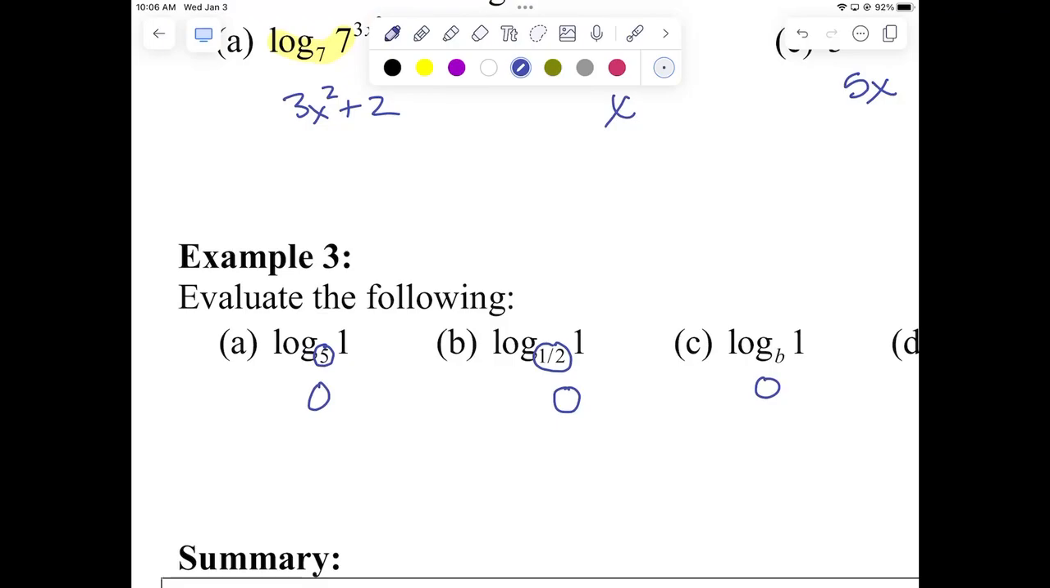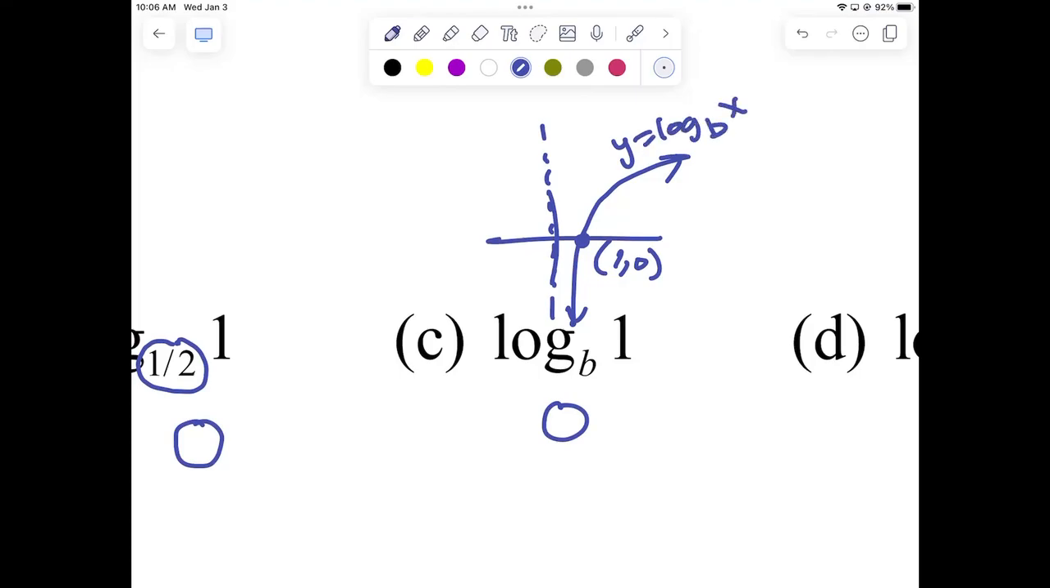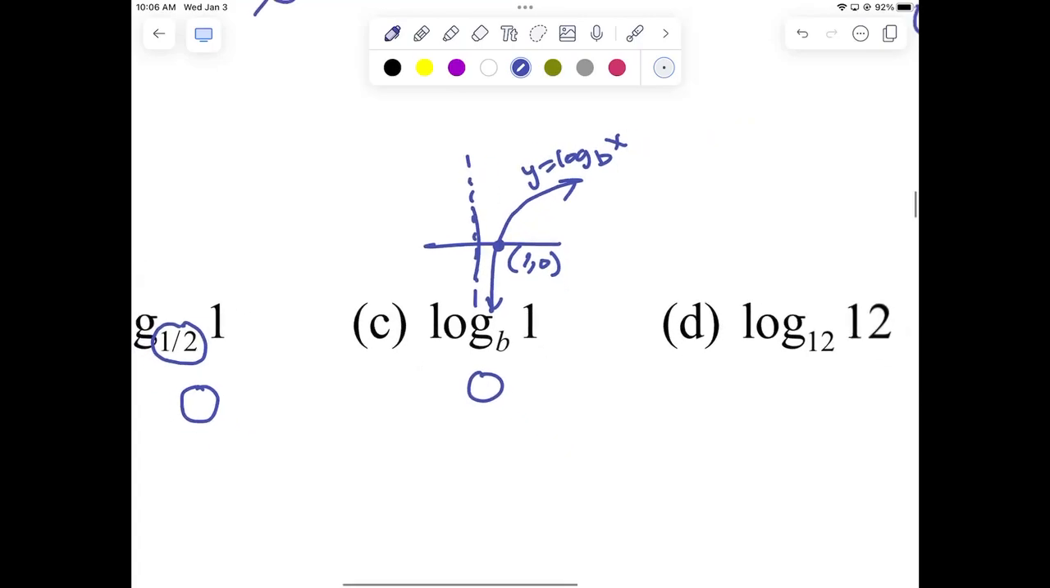0. That is the y-intercept of your log graph. If you have your log graph that looks like this, and it comes and does that, this is your y-intercept. It's at the point (1, 0). So if it's log base something of 1, it's always 0, because that base to the 0 power is the only way to get 1.